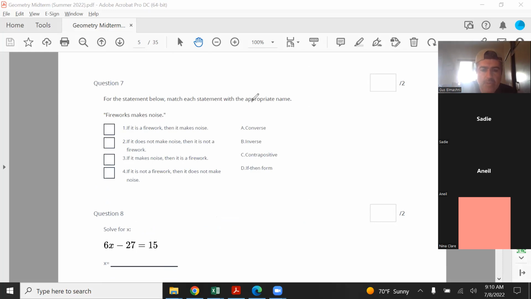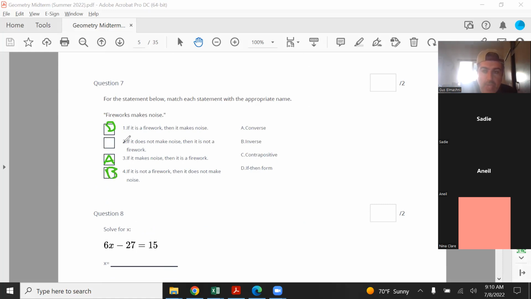Fireworks make noise. So you could say, if there's a firework, then it makes noise. That's going to be the original statement. So I'd say this is D. And then the converse is just you switch. So if it makes noise, it is a firework. Obviously, a lot of things make noise, right? If it is not a firework, then it does not make noise. Again, there are a lot of other things that make noise. So that's your inverse.